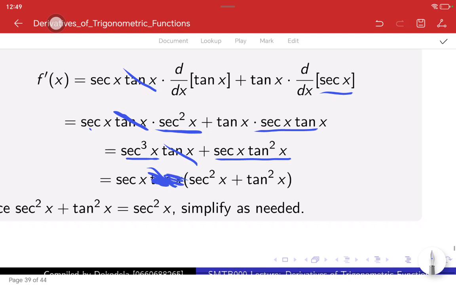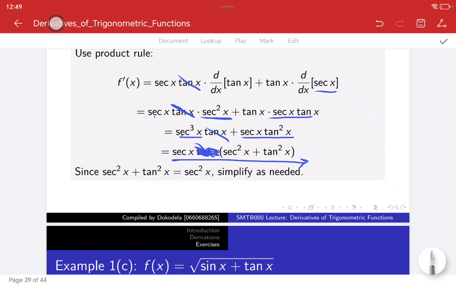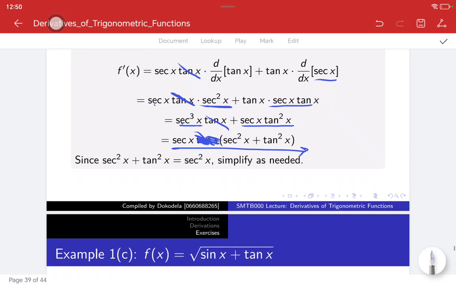So if we factor out, this will be fine. This will be the solution. So now we see that. Now you can simplify this as you like. It's up to you how you want to simplify it.